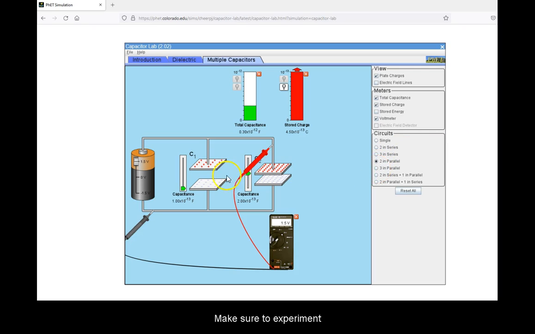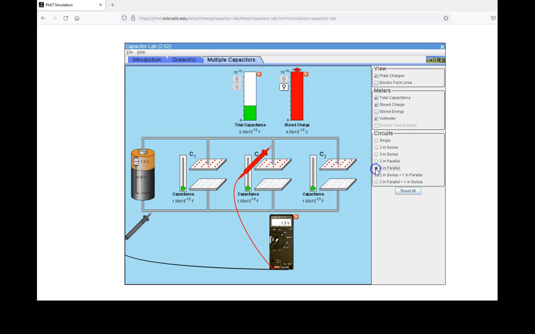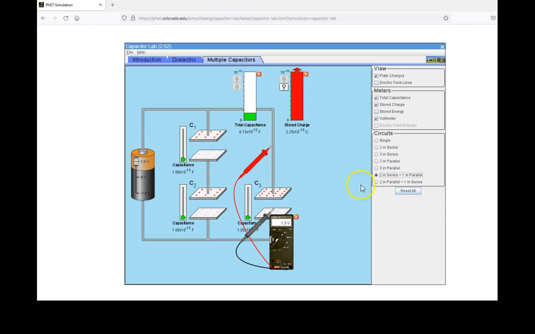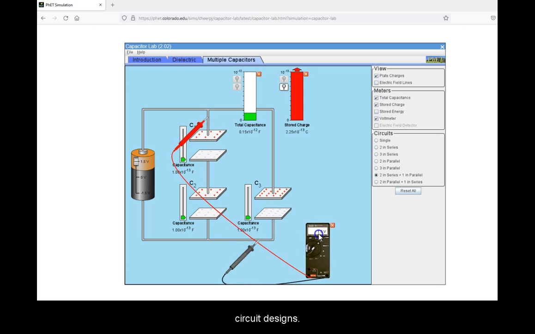Make sure to experiment with variations in capacitance and even including a third capacitor to verify the mathematics and rules. Once you are comfortable with this and have also reviewed the videos on series circuits, you can experiment with more complicated circuit designs.